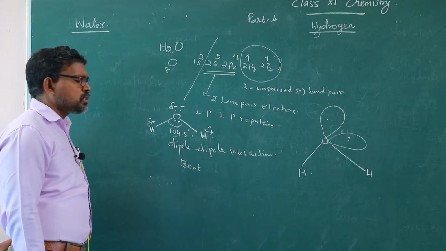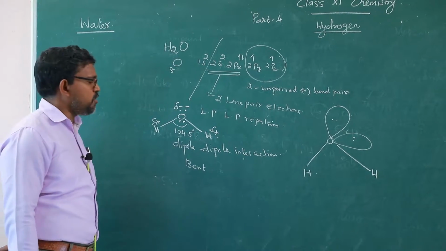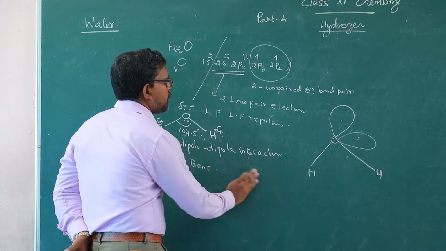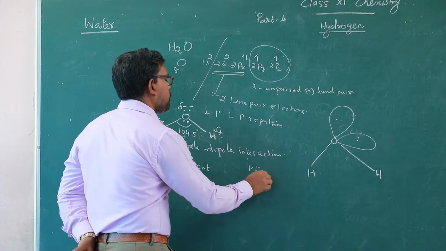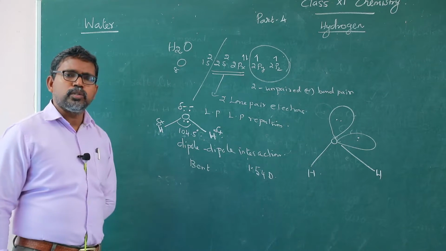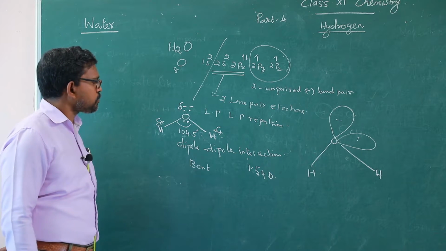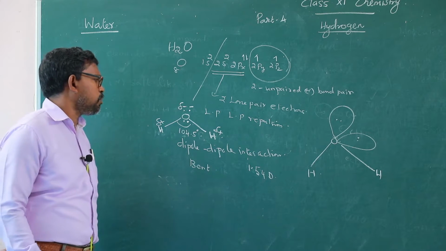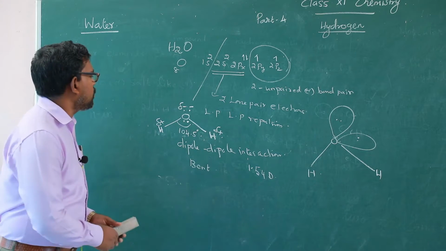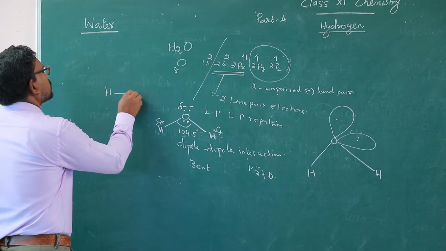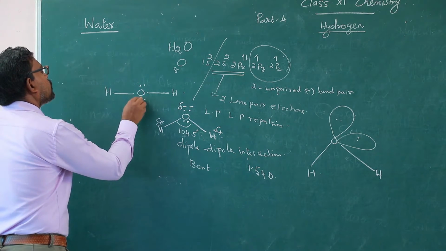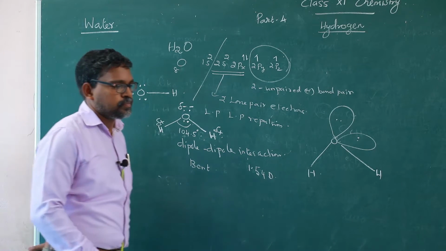And it shows a greater dipole moment value. The dipole moment value is equal to 1.54 D, and it shows a high dielectric constant. Water has a high dielectric constant. And this is the actual structure of this molecule. Normally it is written like this, HOH, with oxygen containing 2 lone pairs of electrons.